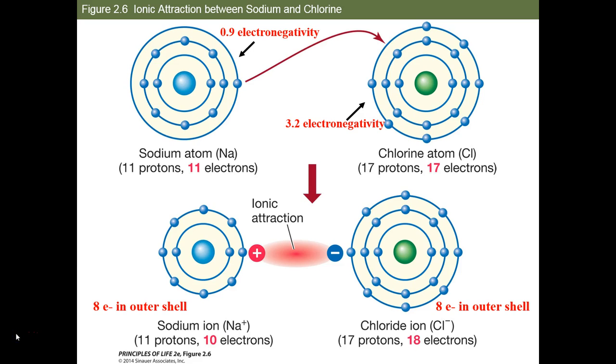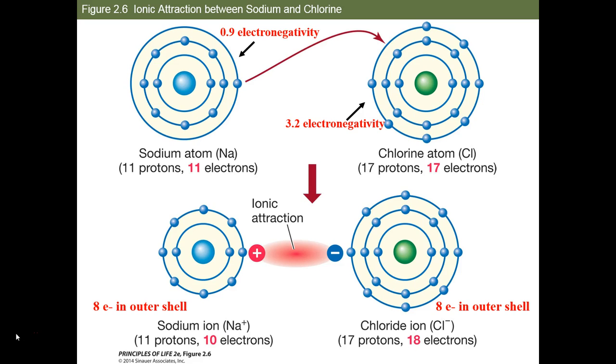Here's another example with sodium and chlorine. Sodium has 1 electron in its outer shell, while chlorine has 7 electrons in its outer shell. Chlorine has a greater electronegativity than sodium, so it'll take sodium's lonely electron. This will give both atoms 8 electrons in their outer shells.